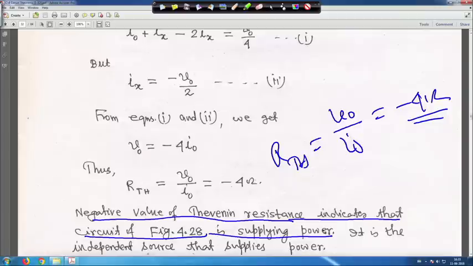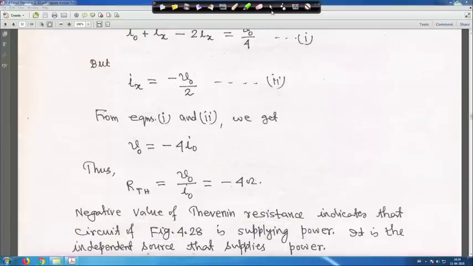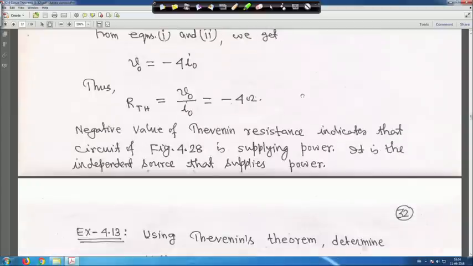So, if dependent sources are there in the circuit, there it was a dependent current source. If a dependent current source is there, then there is a possibility that R Thevenin may become minus 4, that means the circuit is actually supplying the power, this is the meaning. In this case we got the relationship V 0 is equal to minus 4 I 0. So, no need to set an I 0 value, because directly we are getting the V 0 by I 0 ratio as minus 4 ohm. So, this is one example I gave for negative Thevenin resistance. Okay. So, next we move to another one.